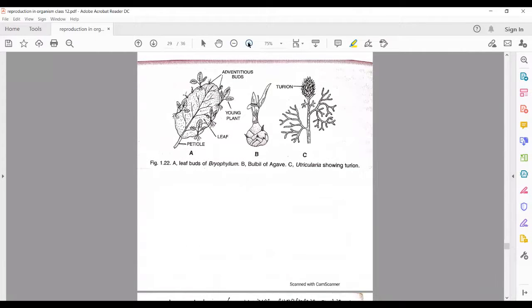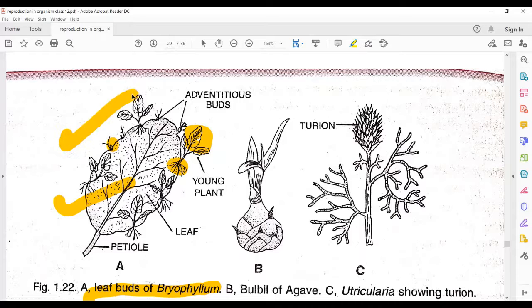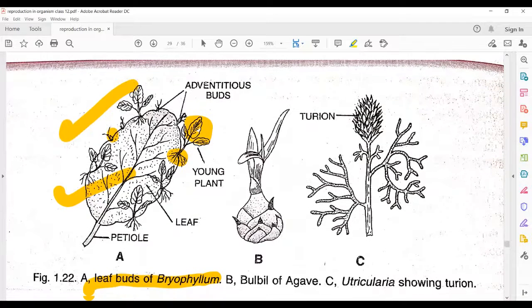This is a very common example, as you can see over here. That is a bryophyllum leaf. So see, the first example is a bryophyllum leaf. At the notches of this region, you will be able to see the adventitious buds, which will give rise to the roots region, and a young plant will be developed from here. So one leaf, many plantlets you'll be getting from here. That is the benefit we can see over here.